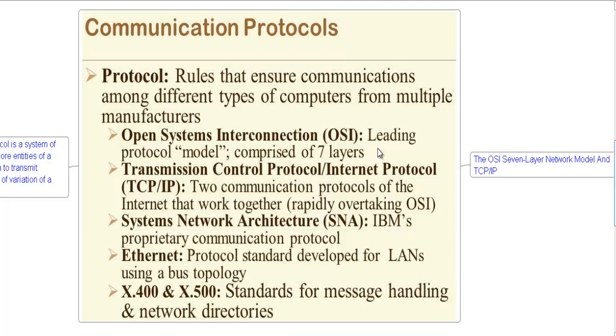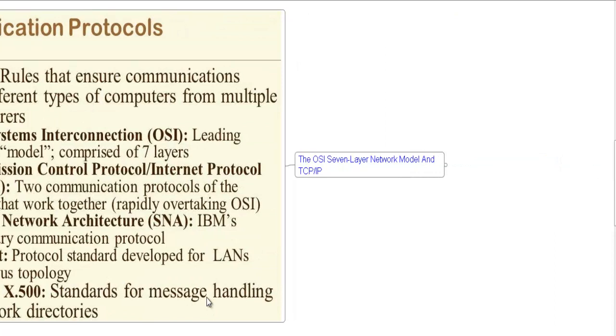Protocol rules that ensure communication among different types of computer from multiple manufacturers. Open system interconnection, leading protocol model, comprised of 7 layers. Transmission control protocol, internet protocol, TCP/IP, two communication protocols of internet that work together, rapidly overtaking OSI. And there is system network architecture, IBM's proprietary communication protocol, and Ethernet protocol, a standard developed for local area networks using a bus topology, and X.400 and X.500 standard for message handling and network directories. The OSI open system interconnection, 7 layers network model, and TCP/IP.